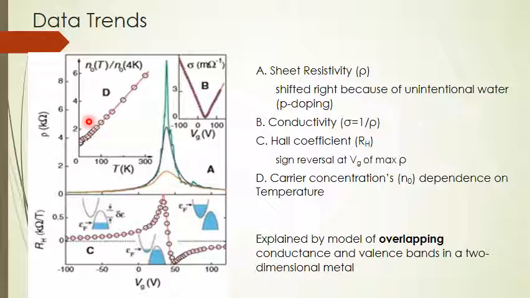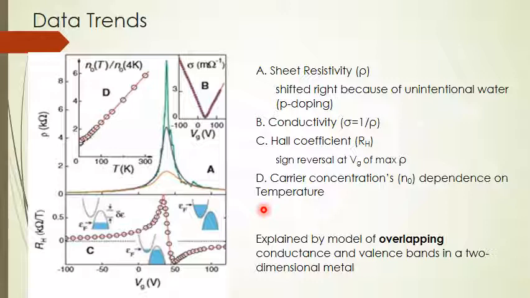Moving on, the carrier concentration's dependence on temperature is shown to be linear by this data. The data trend can be explained by the model of overlapping conductance and valence bands in a 2D metal. Basically, this experimental quantitative data can be explained by a two-dimensional metal with no band gap existing.